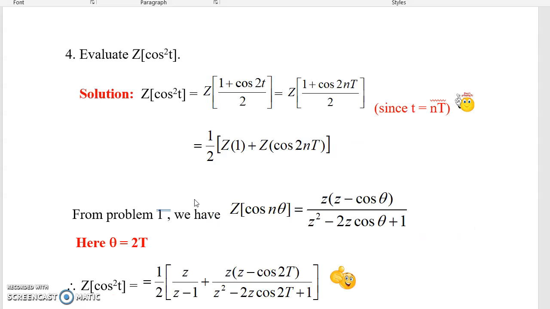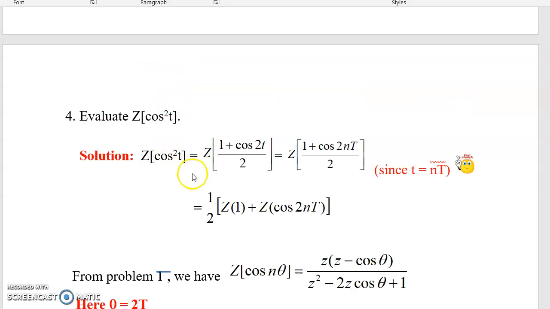Now let us do another problem. Evaluate z transform of cos squared t. When you have cos squared t, first we should replace as multiples of cosines using the formula. So the basic formula which you all know, that is cos squared theta is 1 plus cos 2 theta by 2. So making use of that formula, cos squared t is first replaced as 1 plus cos 2t by 2.